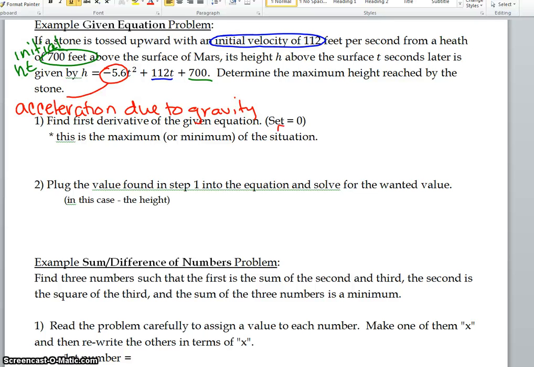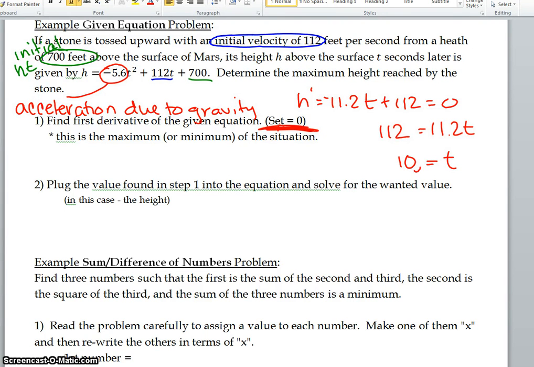All we got to do now is take my first derivative, set it equal to 0. Okay, so when I take the first derivative of my height function, negative 11.2t plus 112, set it equal to 0. 11.2t then equals 112, and then t is going to be 10. So 10 seconds to reach that max height, because t is time.